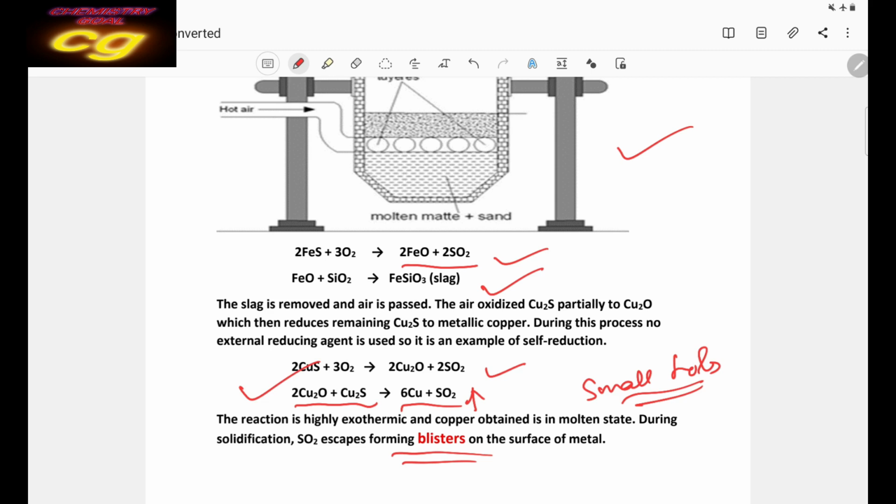So copper is obtained in the form of molten copper. During cooling, during solidification, it releases SO2 gas. This SO2 gas forms blisters in the copper. That's why it is called blister copper. Okay, so this is regarding the extraction of copper.